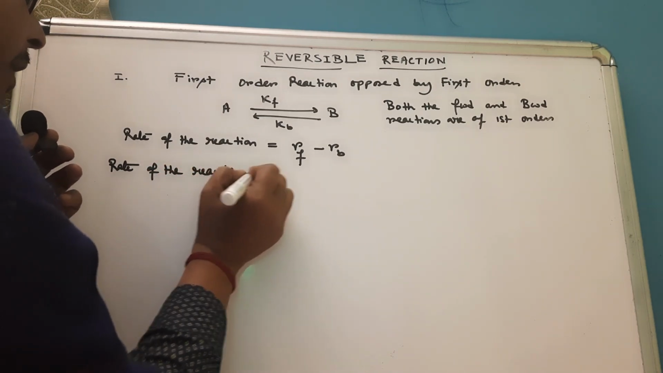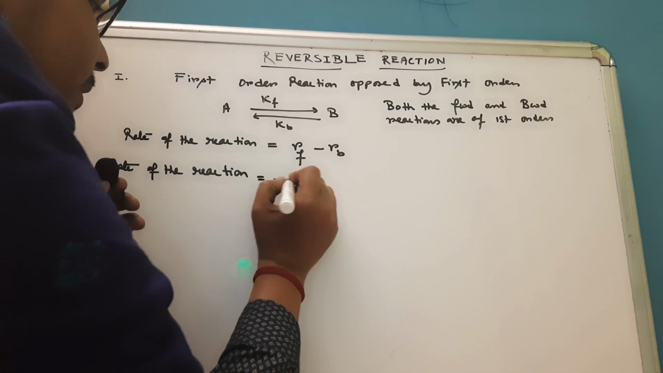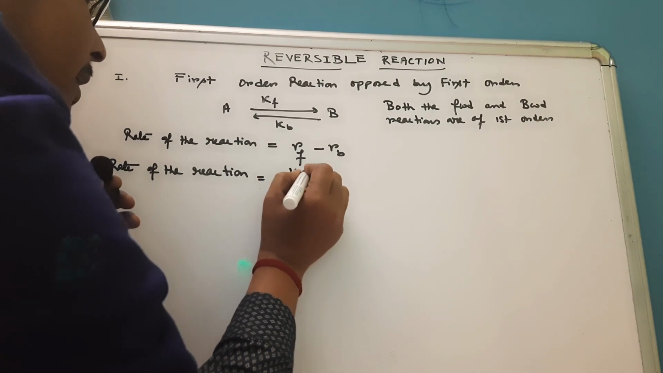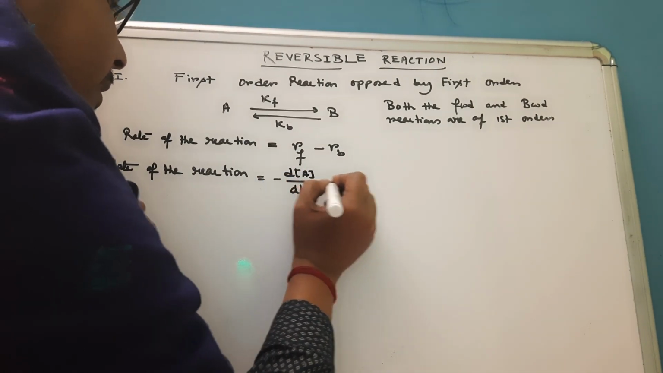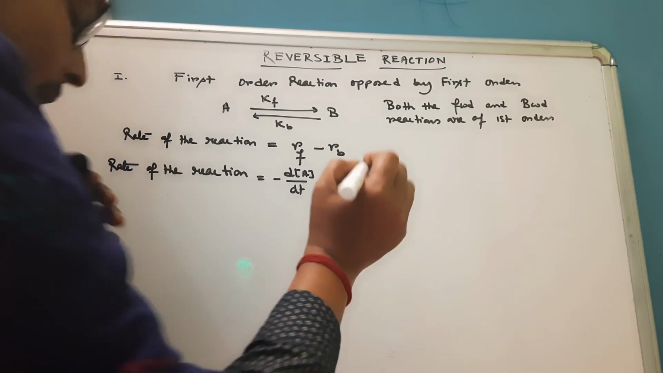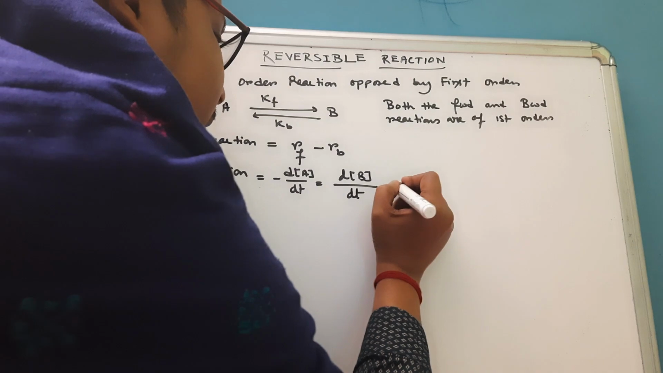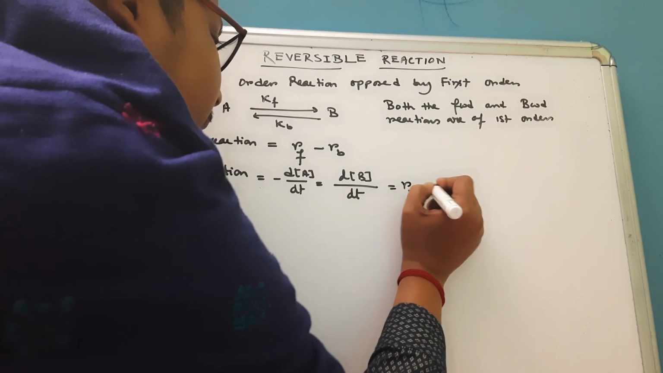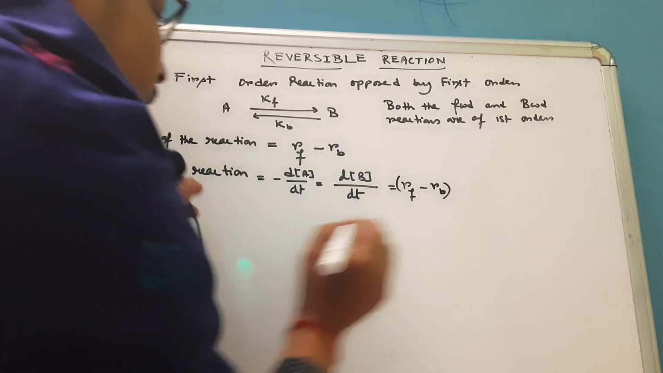Rate of the reaction in terms of reactant: it gives dA by dt, and in terms of product it becomes dB by dt, and it becomes Rf minus Rb.